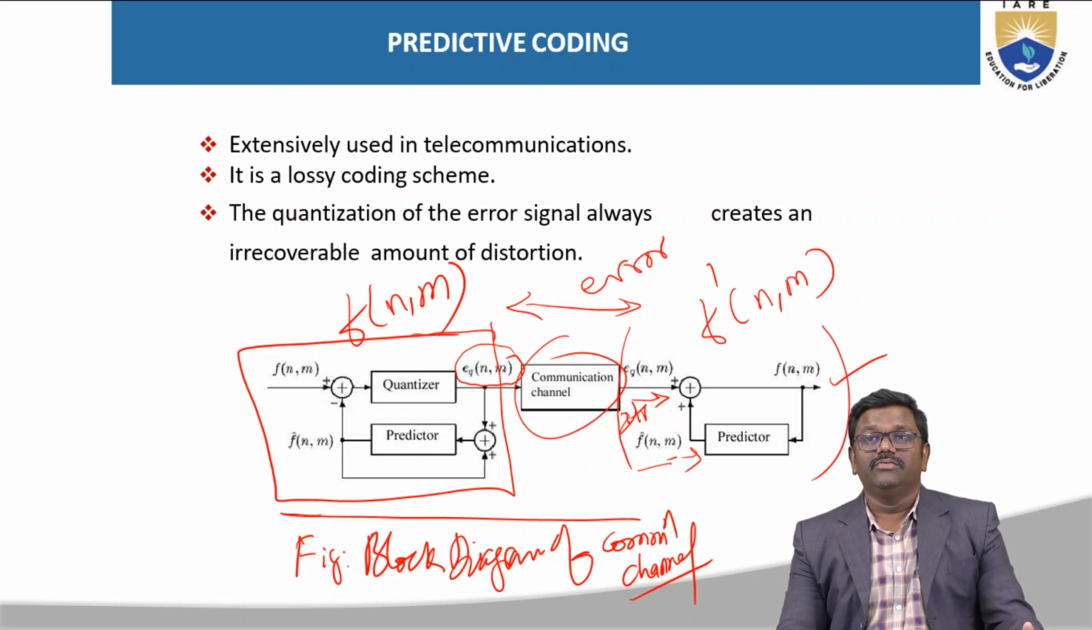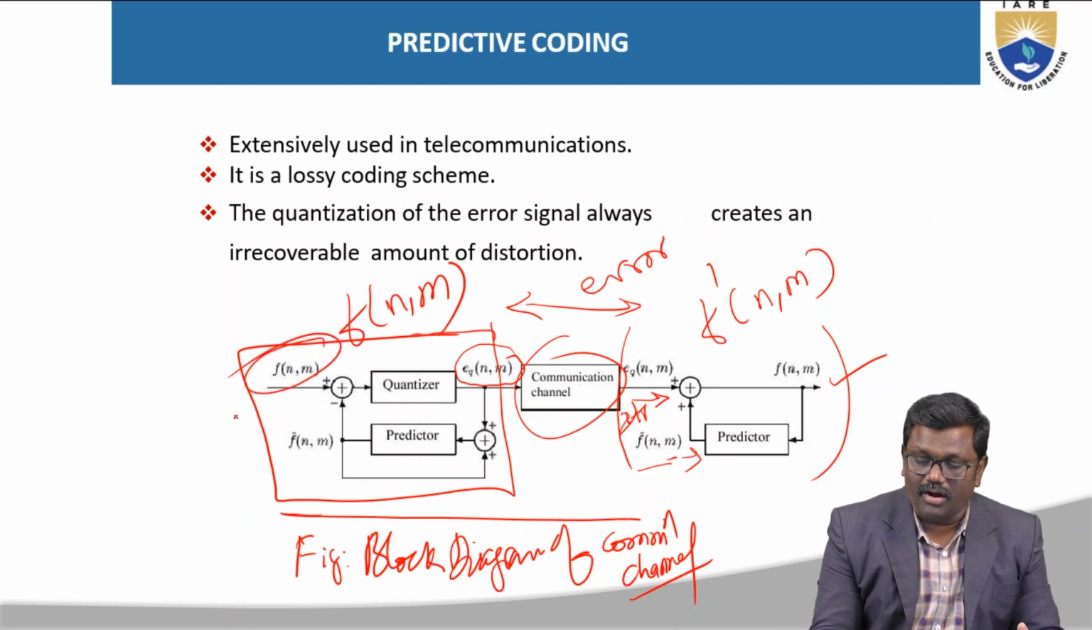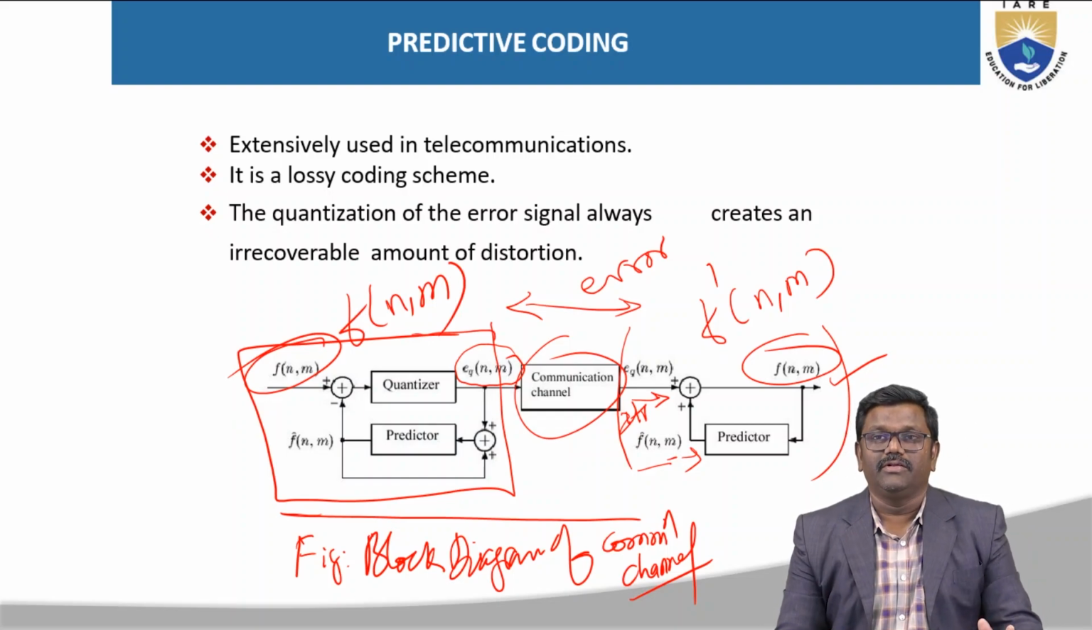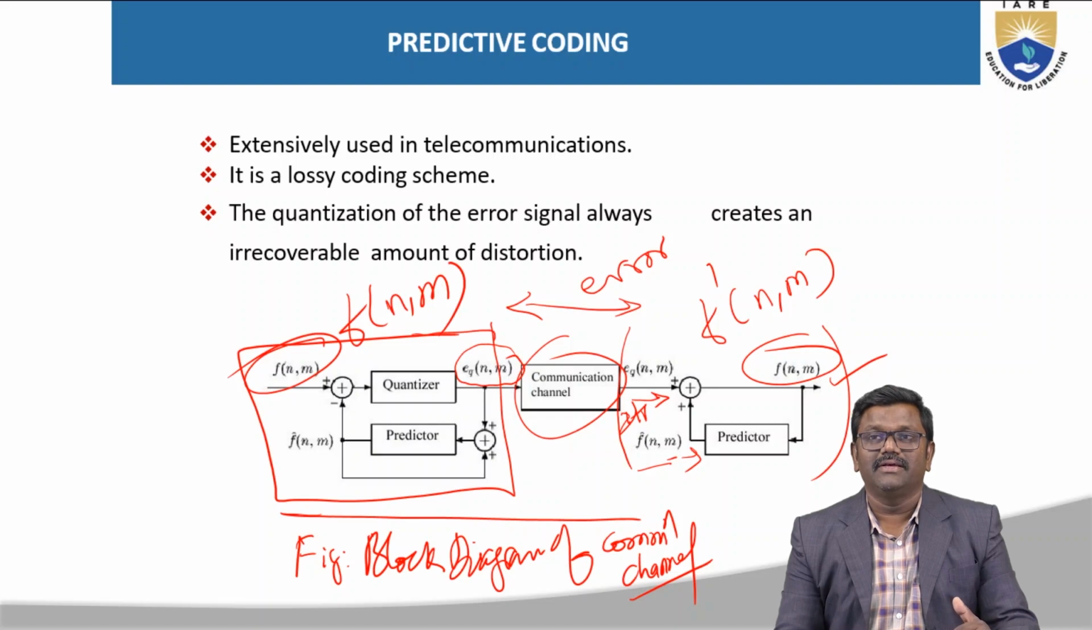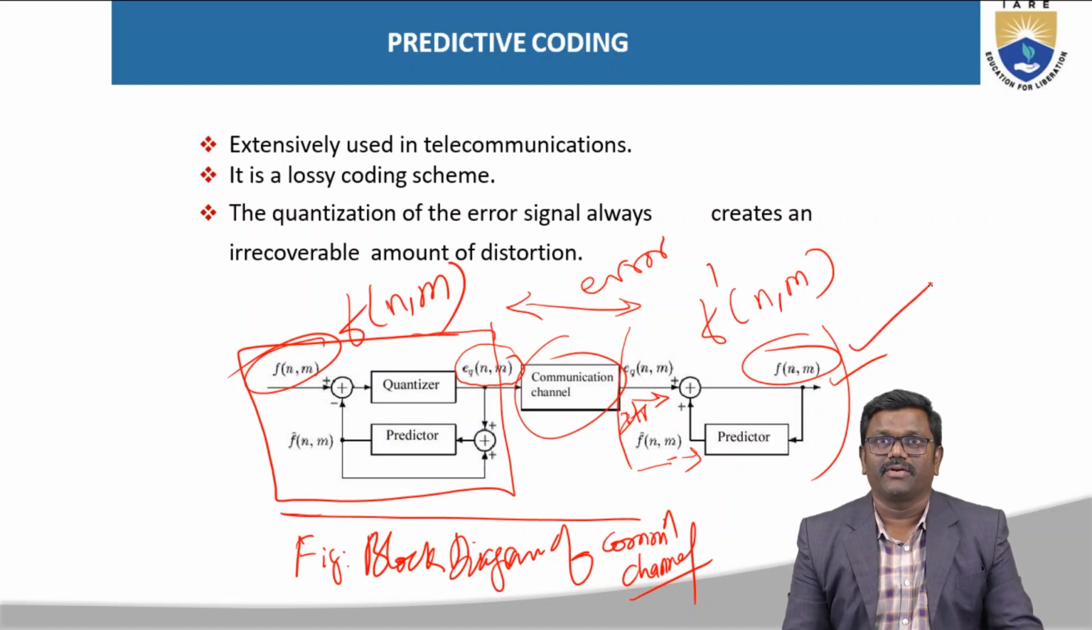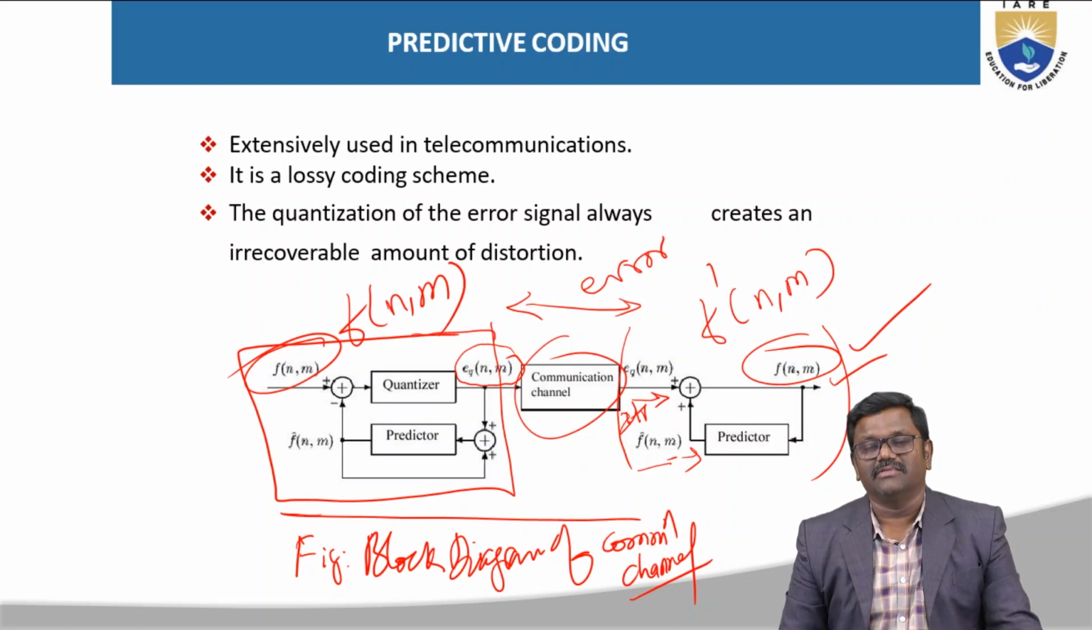So whether we got the same value or not, we understand the difference between these two. The error is minimized and we get the output. So that is what we are understanding here. Predictive coding is extensively used in telecommunication channels.